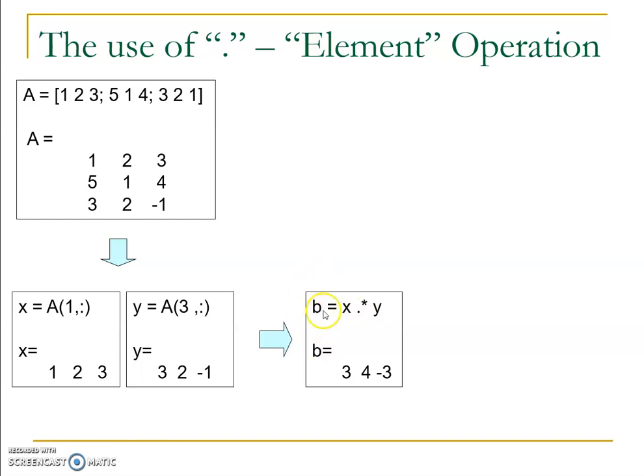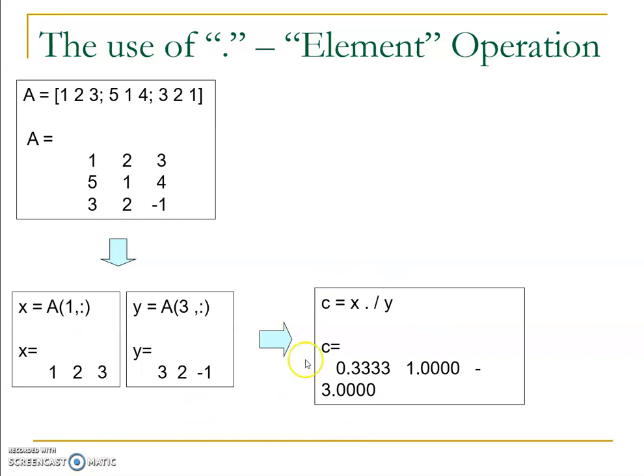Now we are going to have an element to element operation. We specify B is equal to x dot multiply y. So what do we get now is this multiplication, which will be matrix element to element. That is 1 into 3 gives me 3, 2 into 2 gives me 4, 3 into minus 1 gives me minus 3. So this is an element by element multiplication operation.